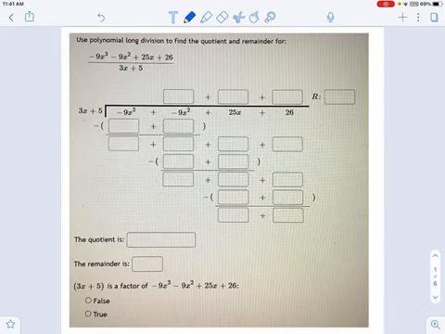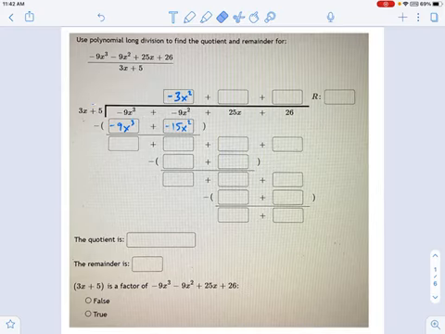So what we have to do here is first, I'm going to divide this negative 9x cubed by 3x. Okay, and what do we get? We get negative 3x squared. So that goes up top here. And now we multiply this back down against that divisor. So we get negative 9x cubed. That part shouldn't be surprising. And then we get negative 15x squared right here.